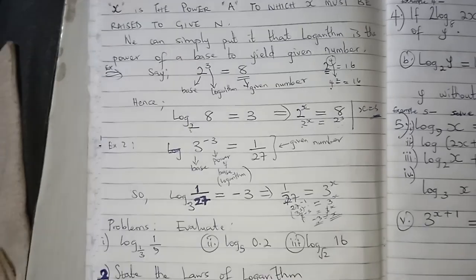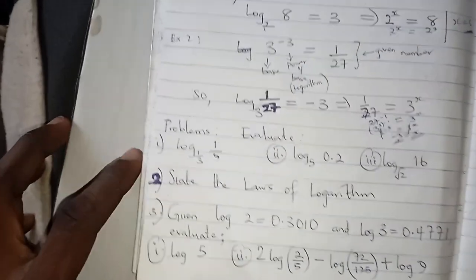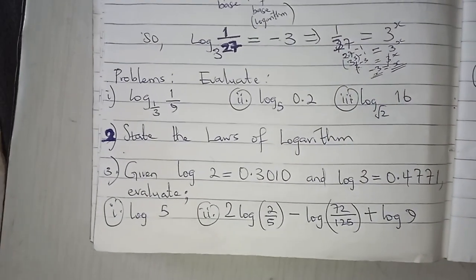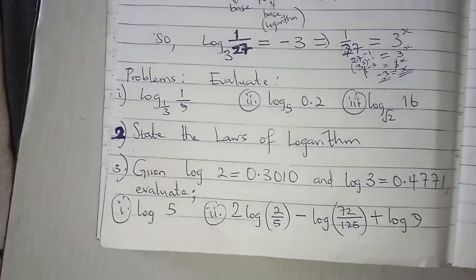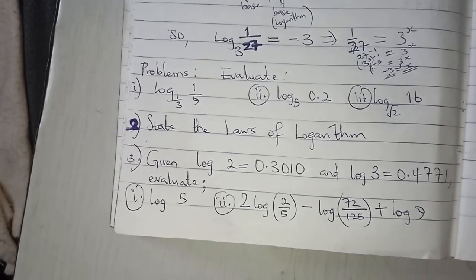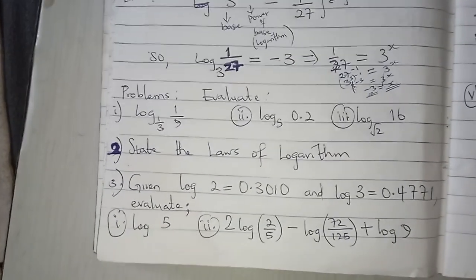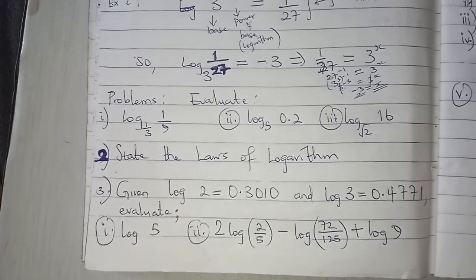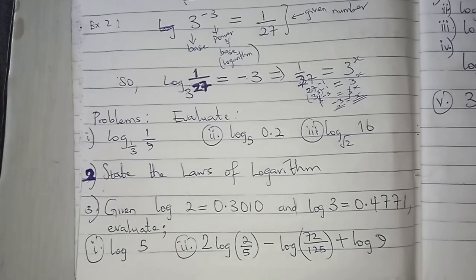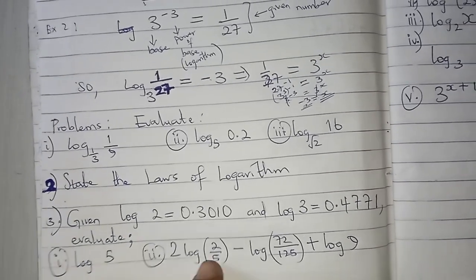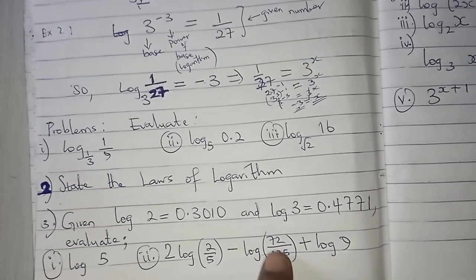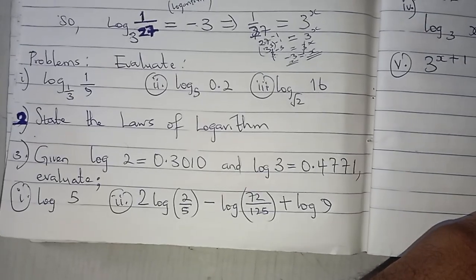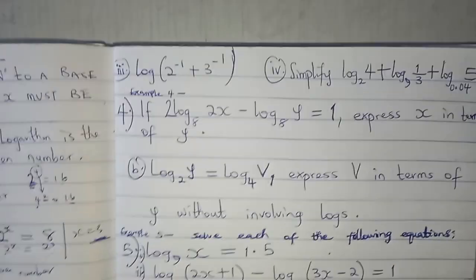So let's try to look at this question. They said, given log 2 equals 0.3010 and log 3 equals 0.4771, evaluate log 5, 2 log 2 over 5 minus log 75 over 125 plus log 9. So they are giving us many things to solve. But the key thing is you get the question. Then we'll try to see what we can do.